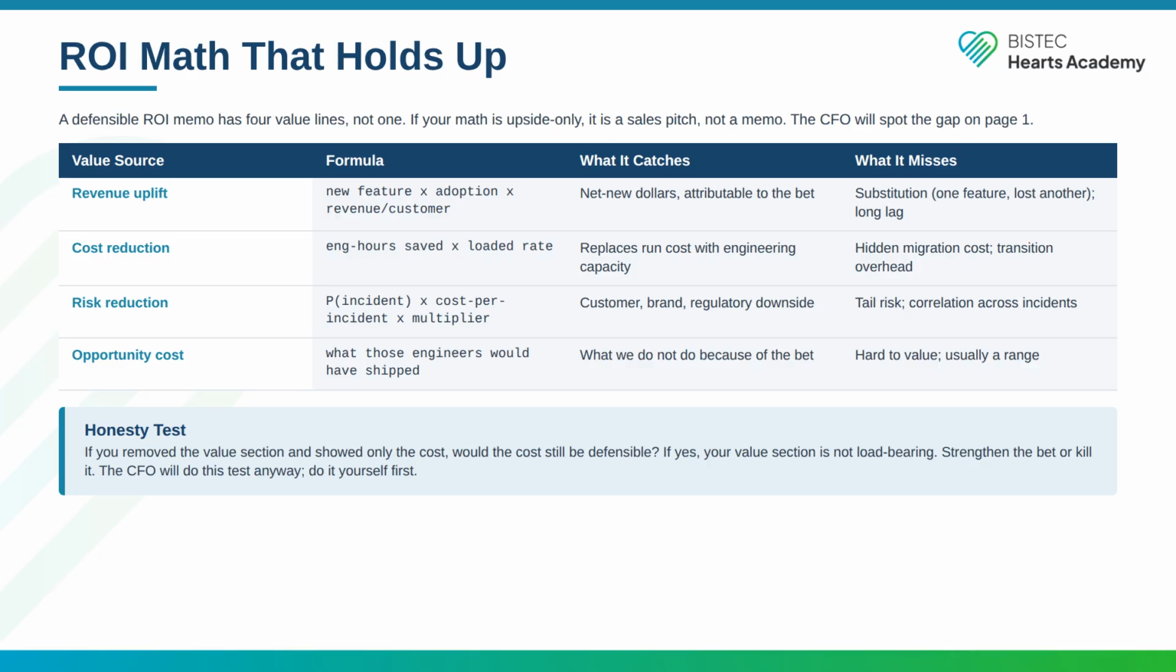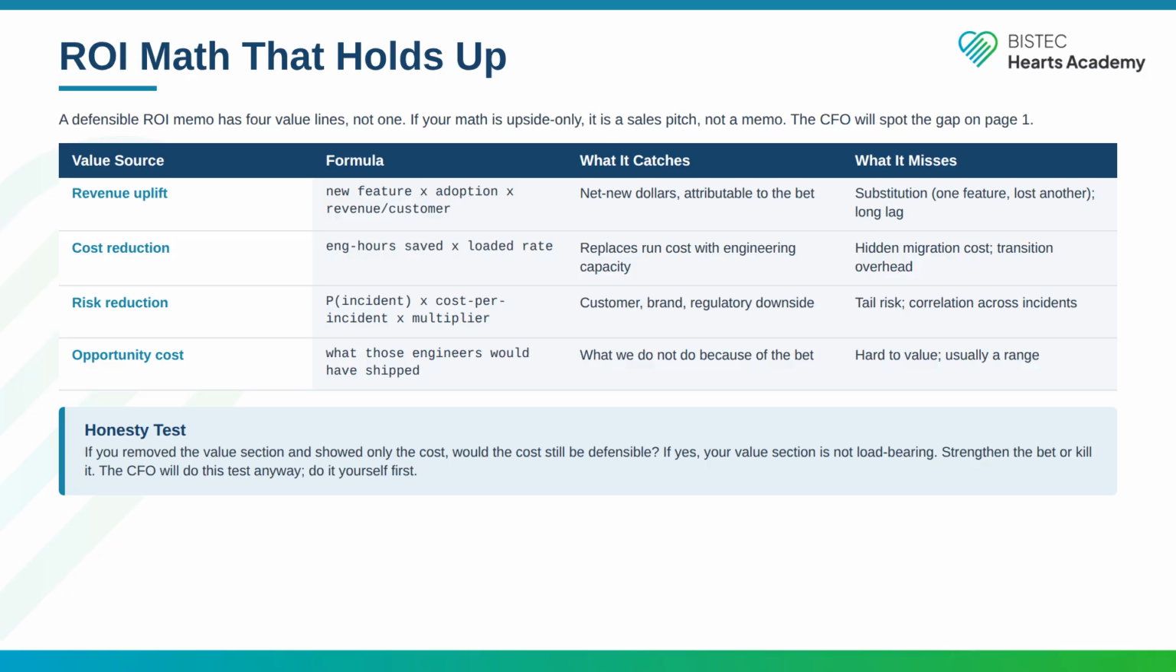Value source 4, opportunity cost. The formula is what those engineers would have shipped if they were not working on this bet. What it catches: the things we are not doing because of the bet. What it misses: hard to value, usually a range. Flag it as a range.